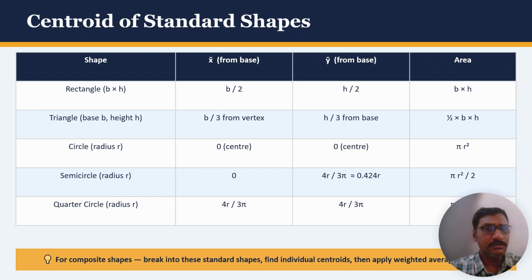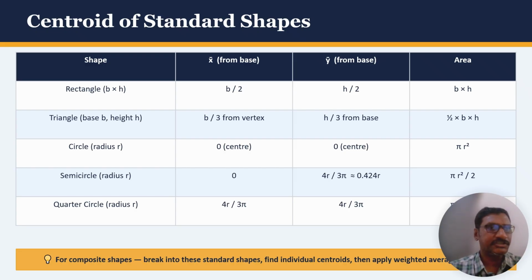So x bar equals 0, y bar equals 0, if the origin is at the center, and we know that the circle area is pi r squared. This is trivially simple because of the perfect symmetry.